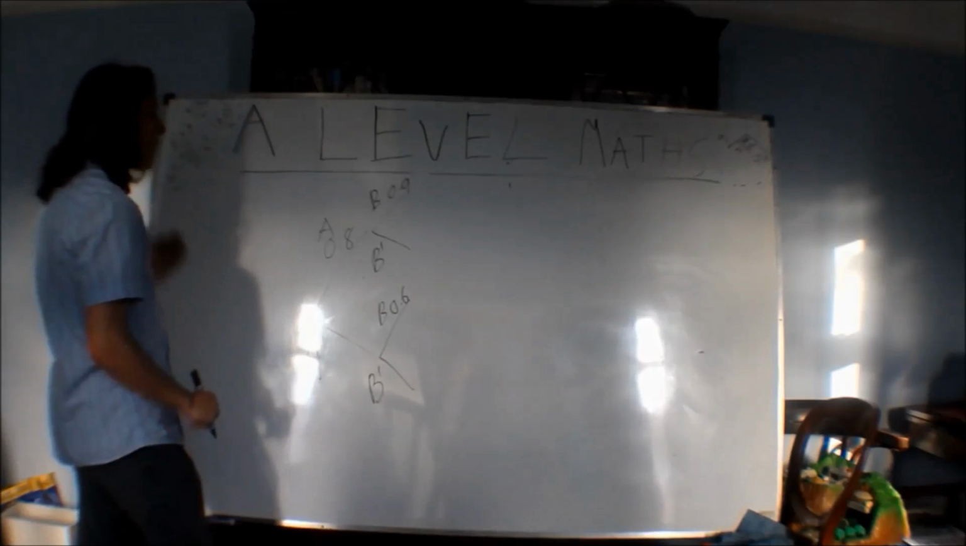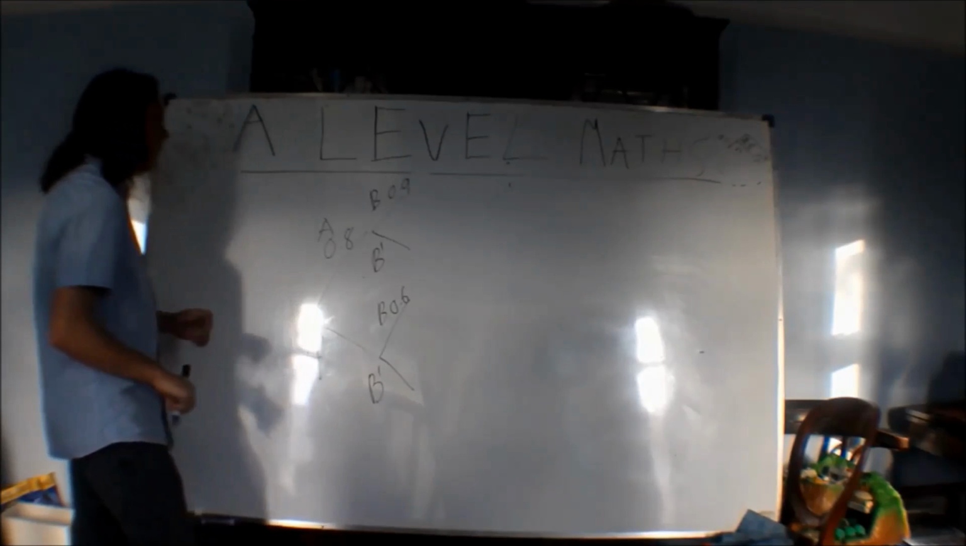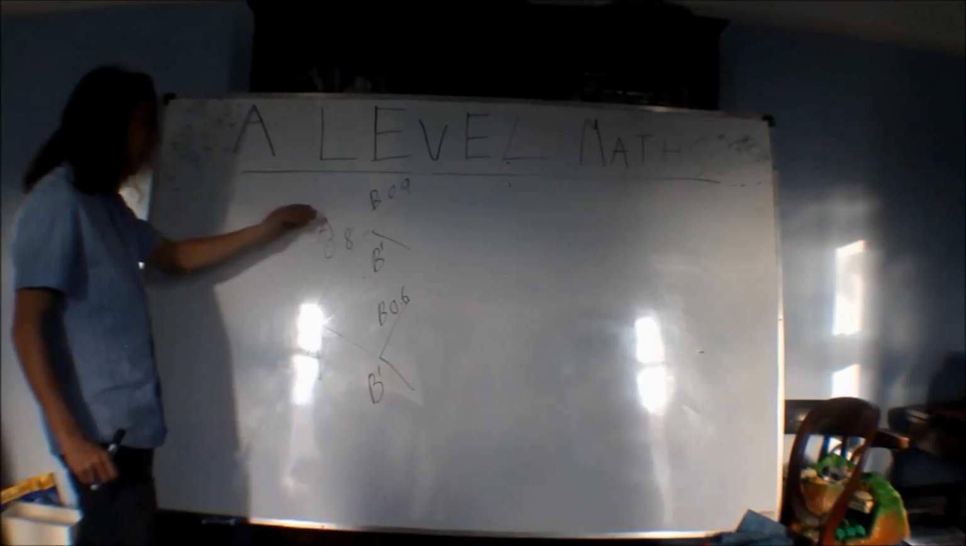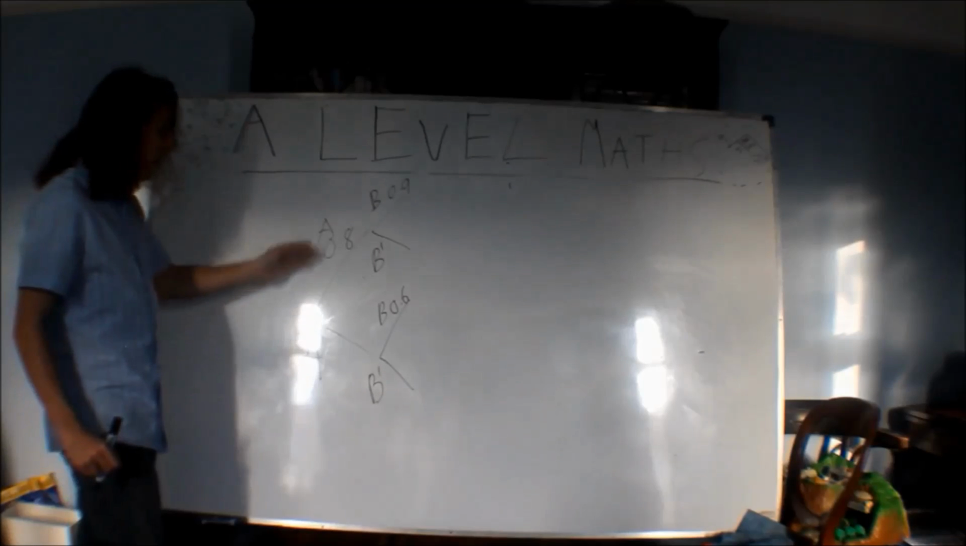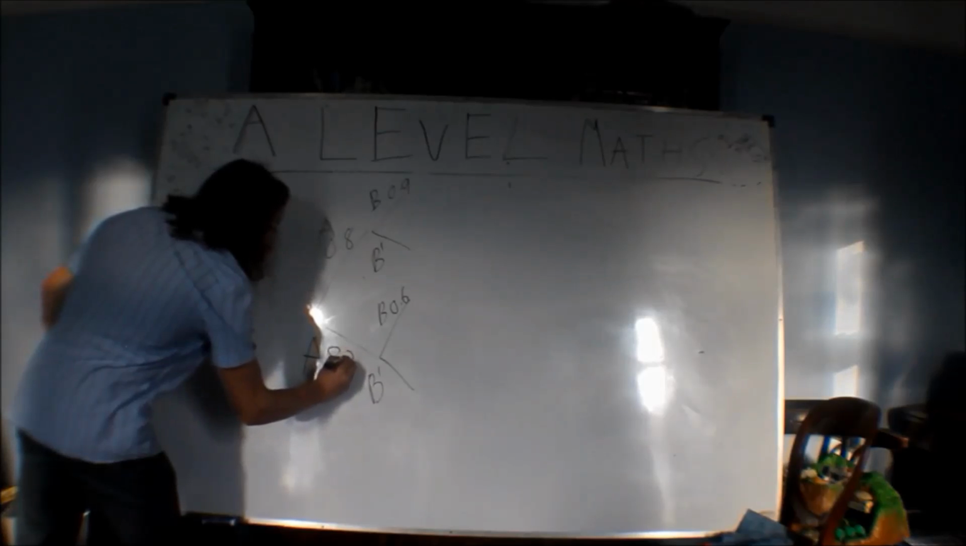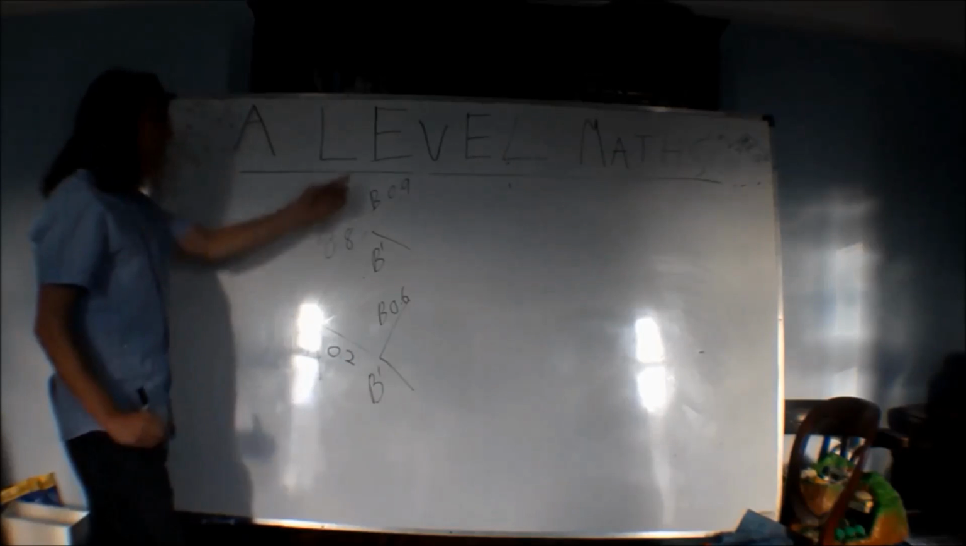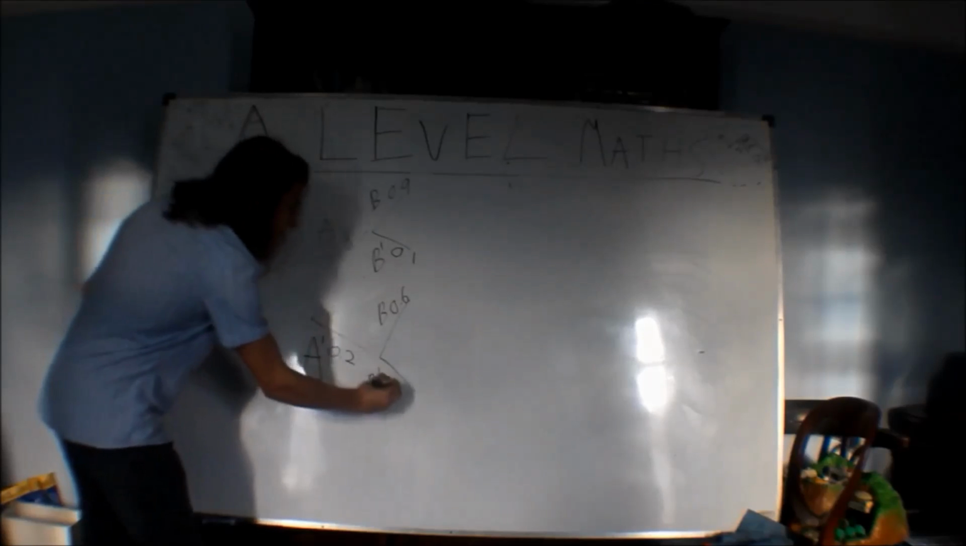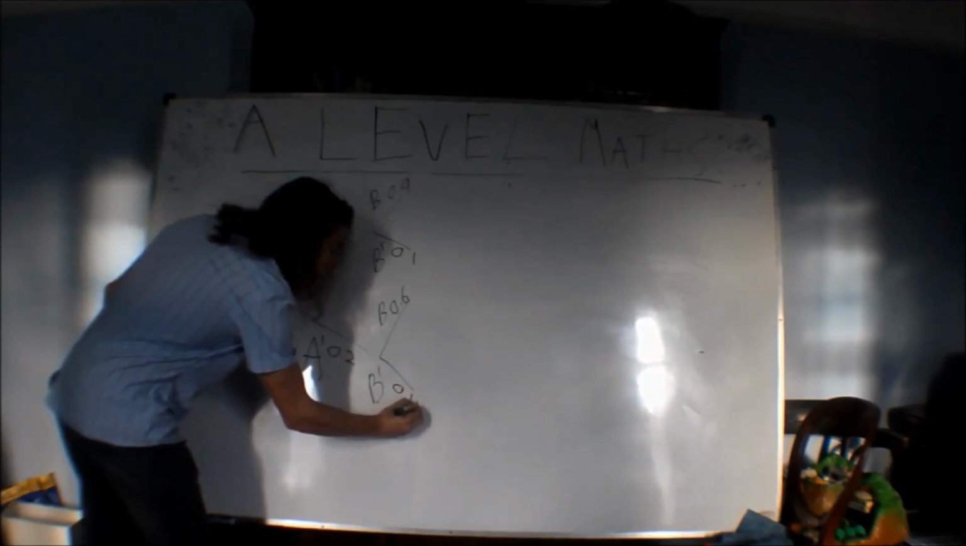Every branch will add up to 1. It will. So this side, you'll either pass it or you won't pass it, so add it to 1, so it'll be 0.2 here. Here it'll be the same, this will be 0.1. And here it'll be the same, it'll be 0.4.